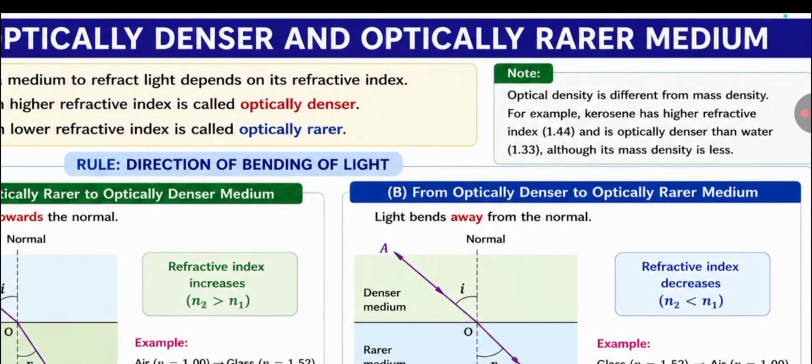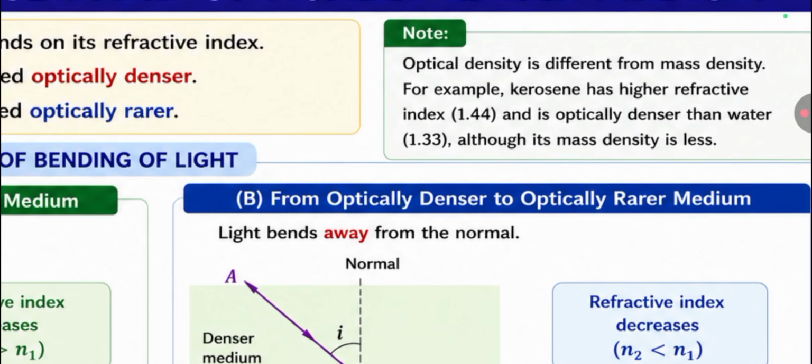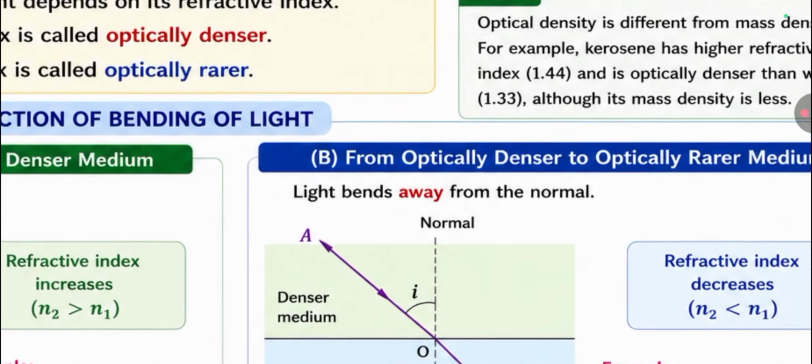Note that optical density is different from mass density. For example, kerosene has a higher refractive index, 1.44, and is optically denser than water, 1.33, although its mass density is less. The water density is less than the kerosene density. So kerosene has a higher refractive index and water has a lower refractive index. All of you understand?